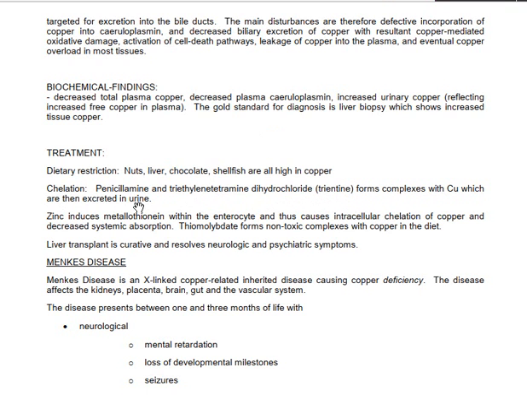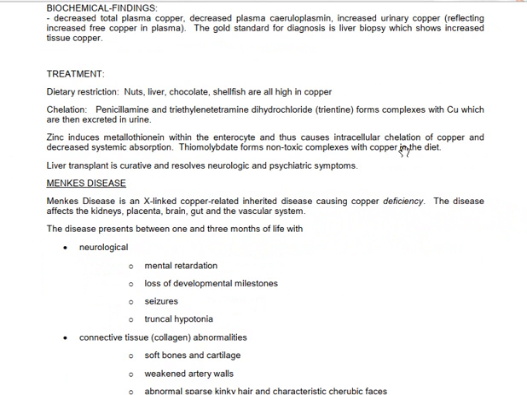They can be used in the chelation of copper. Zinc induces metallothionein within erythrocytes, and thus also causes intracellular chelation of copper. You can use zinc for intracellular chelation of copper, because zinc induces a protein called metallothionein in order for it to be chelated inside the cells. Liver transplantation is curative for the liver diseases and may also resolve the neurologic and psychiatric symptoms.